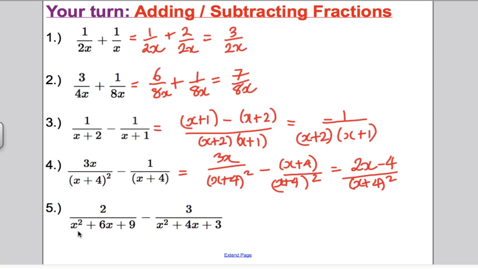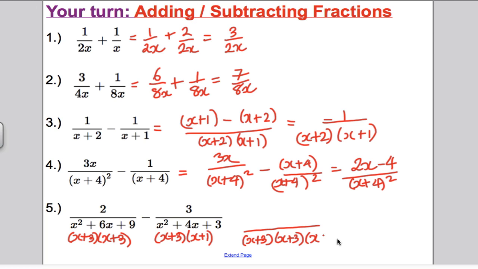I should write in more lines, but if I factorise that, I'd get x plus 3, x plus 3. If I factorise that, I'd get x plus 3, x plus 1. So on a common denominator, I'm jumping a step here. The overall common denominator must be x plus 3. It must have two x plus 3's in it and x plus 1, so it must be x plus 3, x plus 3, x plus 1.